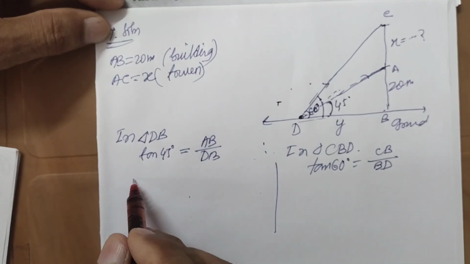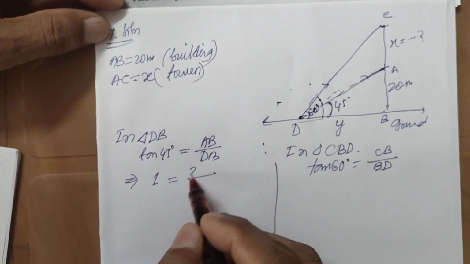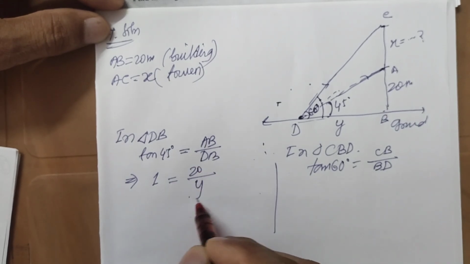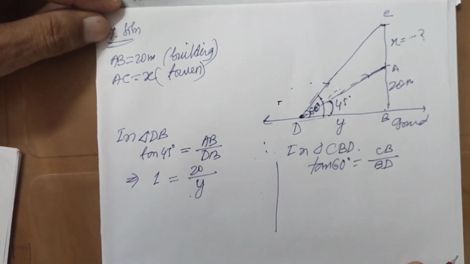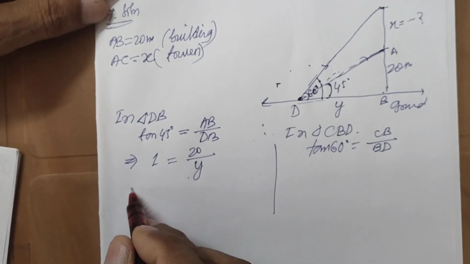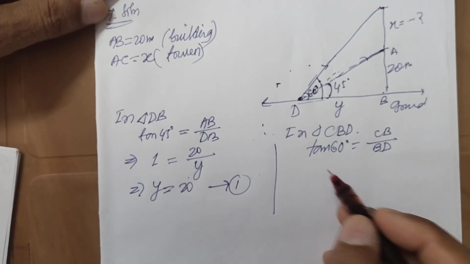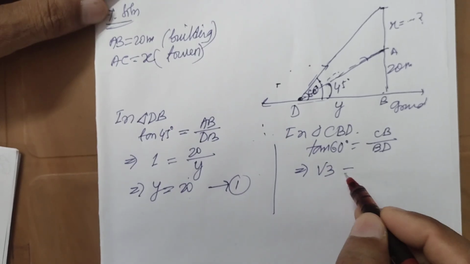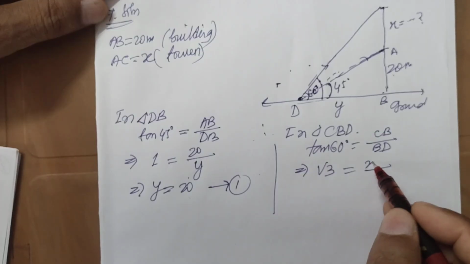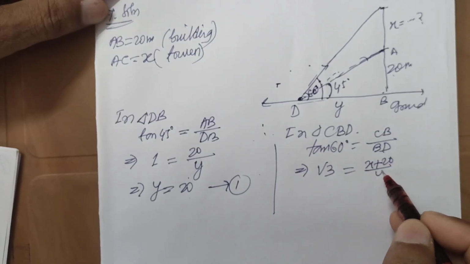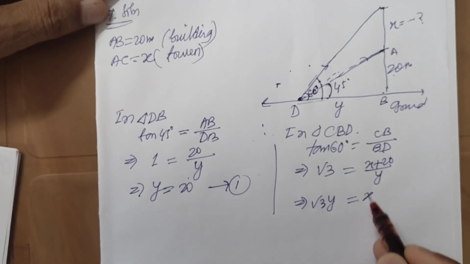Now solving the first part, tan 45 value is 1. AB is 20 meter, by DB. We are taking it as y, we do not need to find it, just for convenience. So we get y equal to 20, we can mark it equation 1. Tan 60 is root 3, and CB is x plus 20, BD is y, so root 3 y, cross multiplied, is x plus 20.